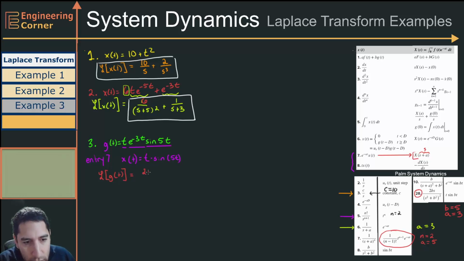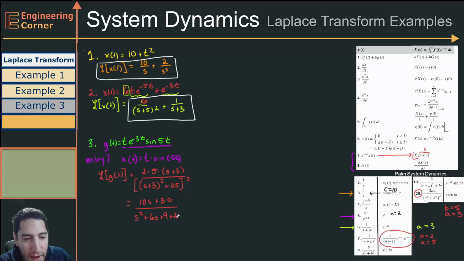So 2 times b is 5 times s, where s is s plus a, which is s plus 3, divided by s plus 3 squared, right? We're substituting the s plus a, plus b squared, which is 25, and this entire term is squared. Now, let's just clean this up. So if we clean this up, we'll have 10s plus 10 times 3 is 30, divided by s squared plus 6s plus 9 plus 25.